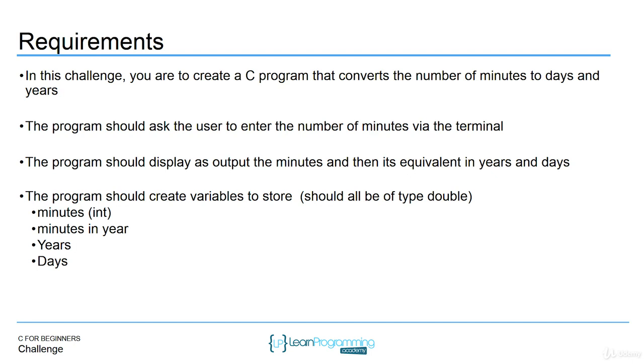That would be something like the number of minutes in an hour, which is 60, times the number of hours in a day, which is 24, times the number of days in a year, which is 365. If you do 60 times 24 times 365, that's going to give you the minutes in the year. You can then use the minutes in year and divide it by the minutes entered by the user, and that will give you the number of years, right? So it's a little more complicated than you think.